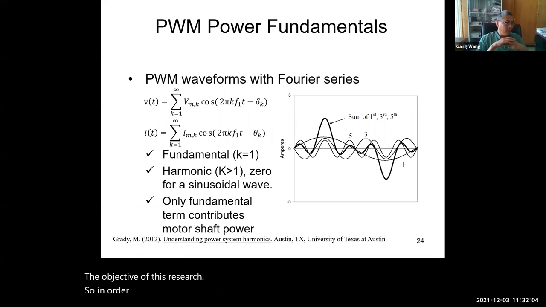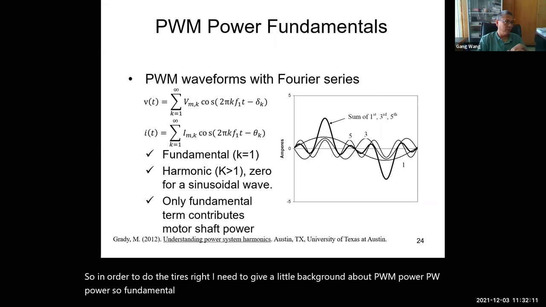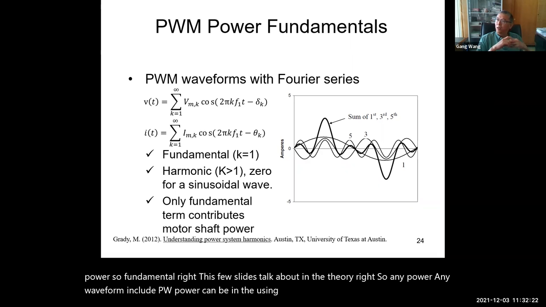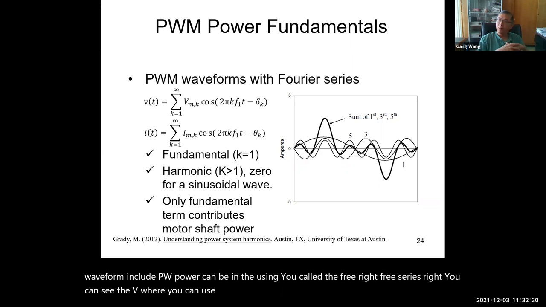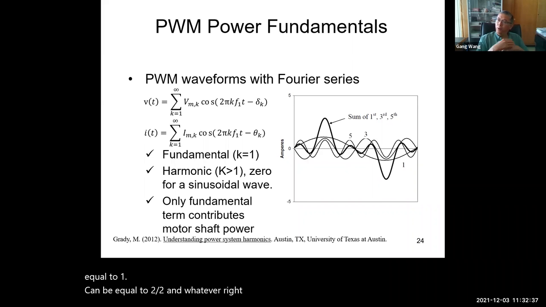In order to do the test, I need to give a little bit of background about PWM power, the fundamentals. There are a few slides to talk about the theory. Any waveform, including PWM power, can be represented using the Fourier series. You can use different terms, where k can be equal to 1, 2, whatever. For the voltage and the current, we have a sum of different terms. The term when k equals 1 we call the fundamental term. If k is higher than 1, such as 2, 3, 5, these terms are called harmonic terms.